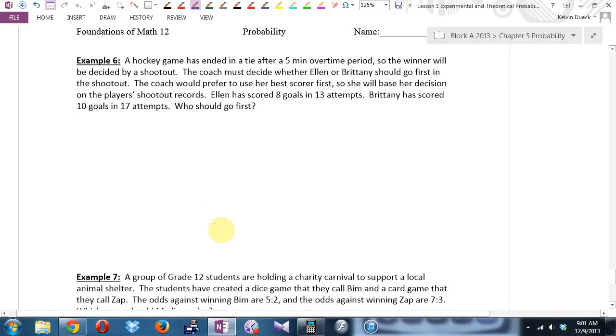A hockey game has ended in a tie, so the winner will be decided by a shootout. The coach must decide whether Ellen or Brittany should go first in the shootout. She would prefer to use her best scorer first, so she's going to base her decision on the players' shootout records. Ellen has scored 8 goals in 13 attempts. Brittany has scored 10 goals in 17 attempts. Who should go first?